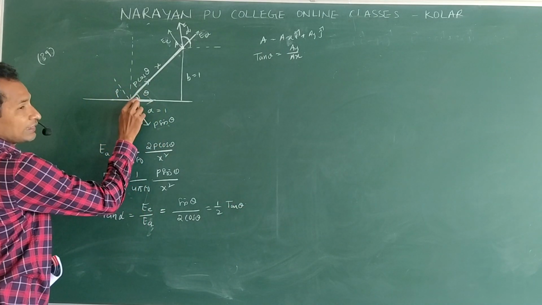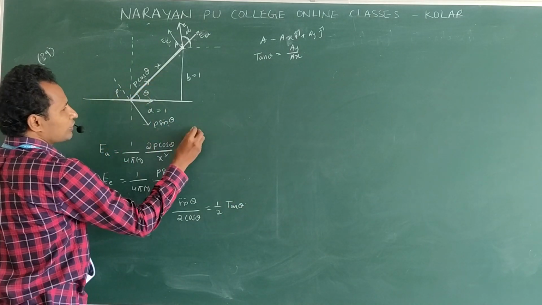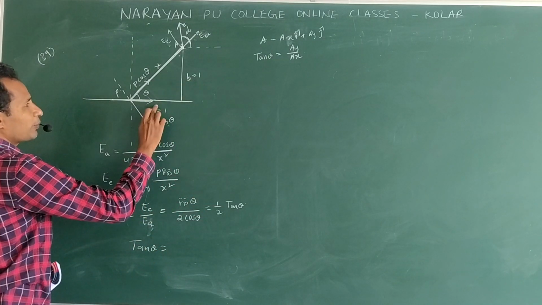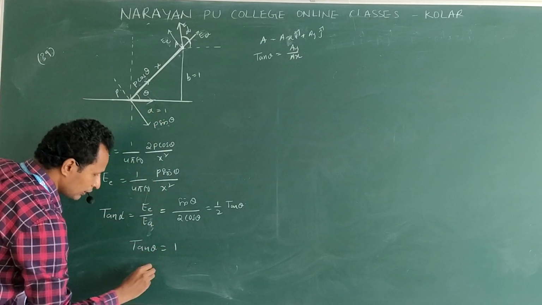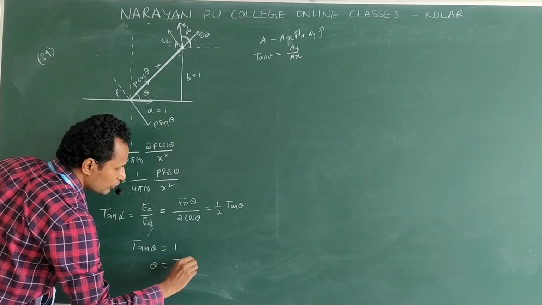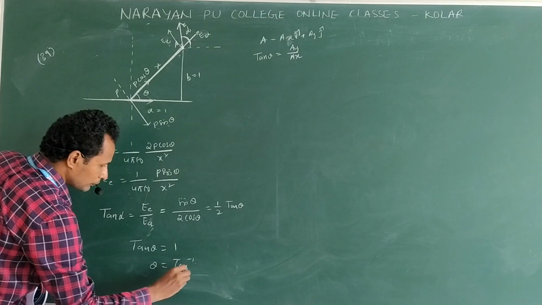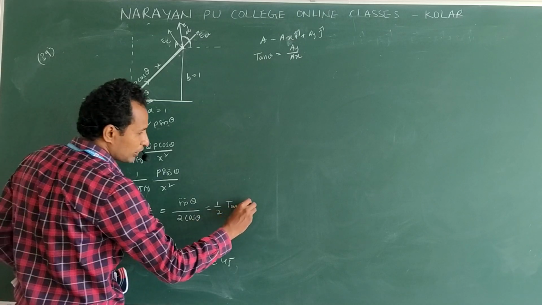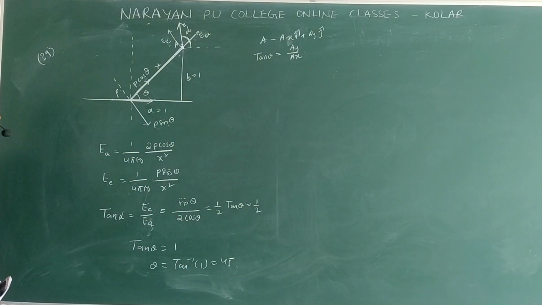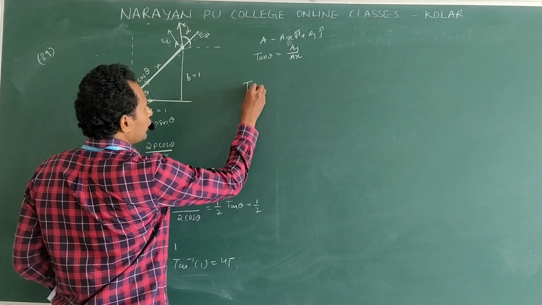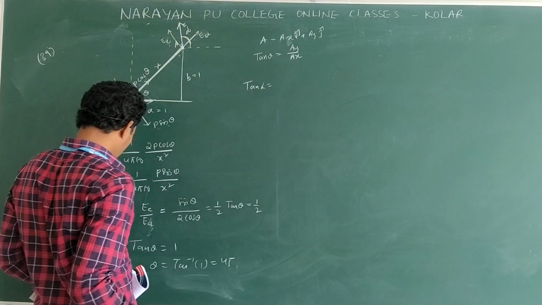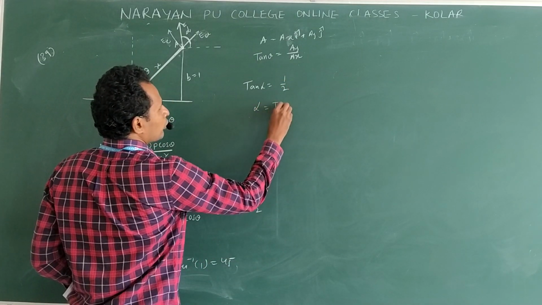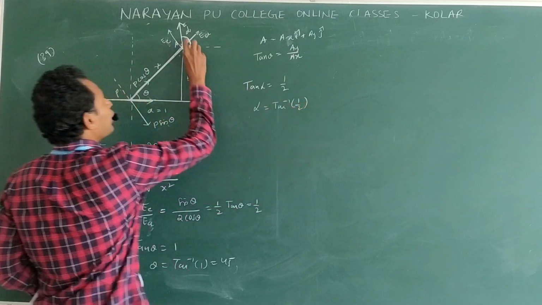Clear? I take an angle theta here. Clear? From this, what do we write? Tan theta is equal to opposite side by adjacent side will be 1. Then theta is equal to tan inverse of 1. This will be 45. When theta is 45, this expression will become 1 by 2. Now, what did we get? Tan alpha is equal to 1 by 2. Alpha is equal to tan inverse of 1 by 2.